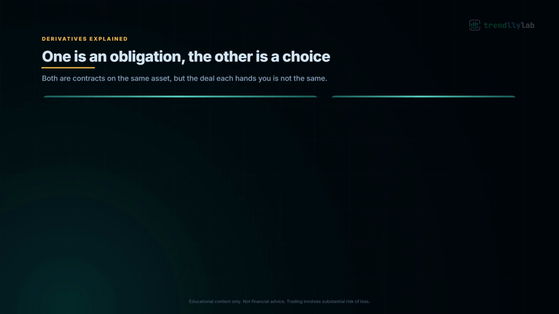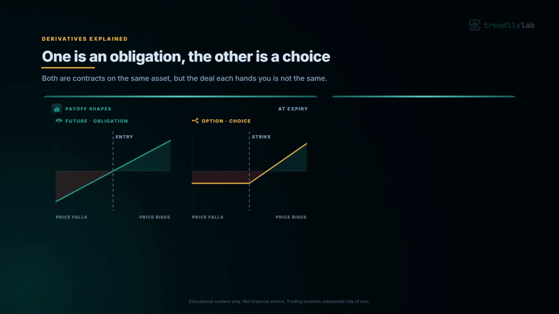Payoff shapes at expiry. Here are the two, the future as an obligation and the option as a choice, with the entry marked on one and the strike on the other. Below them, the outcomes. Price falls or price rises against the future, and price falls or price rises against the option. The difference is in the shape. The future is symmetric, giving the full move either way. The option's loss is capped at the premium paid, the deal you sign.